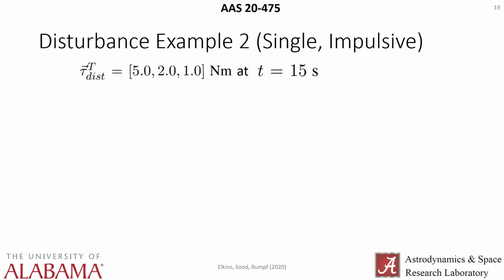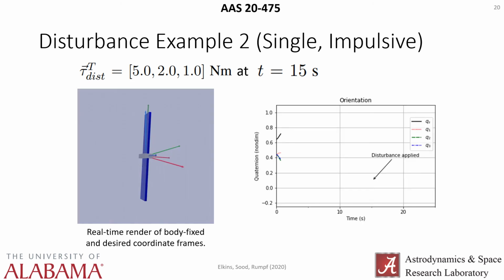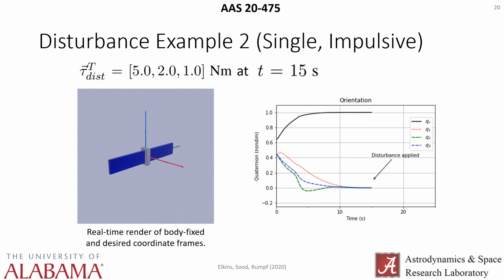It's cool. So the second disturbance example that we decided to model was a single impulsive torque, and we decided this torque magnitude to be 5 newton meters, 2 newton meters, and 1 newton meter at t equals 15 seconds into the simulation. We picked this value to kind of replicate something like a faulty thruster, which is imparting a torque vector onto the spacecraft, and then you quickly shut it off. So we applied the disturbance at t equals 15 seconds, so right there, that bump, and this is unseen during training, and then the agent is able to slew back to the desired orientation, which is very interesting.